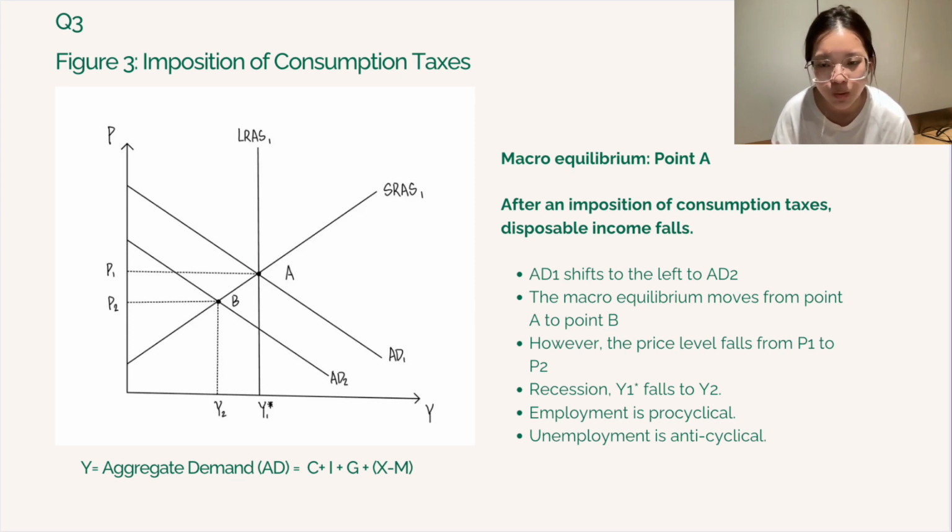This shifts AD1 to the left to AD2. The macro equilibrium moves from point A to point B. When a recession occurs, Y1 star falls to Y2. Employment is pro-cyclical. Unemployment is anti-cyclical. The price level falls from P1 to P2.